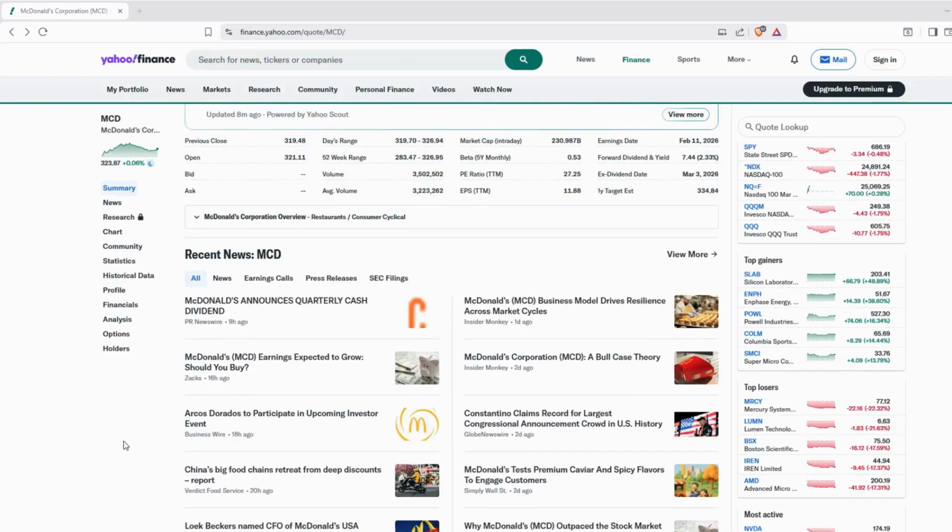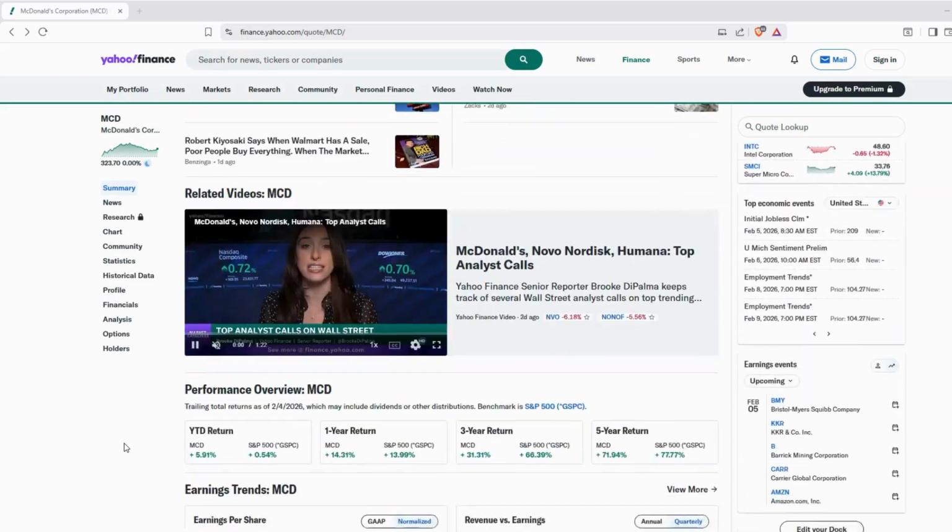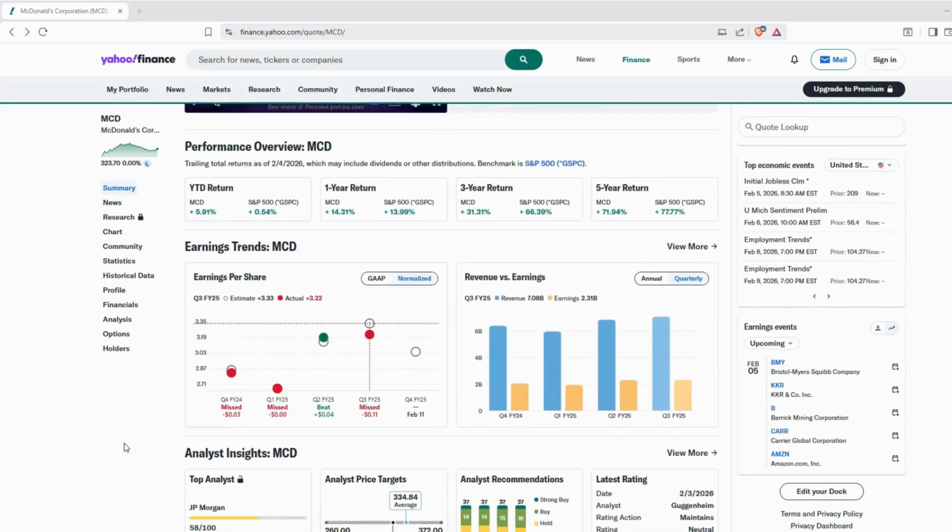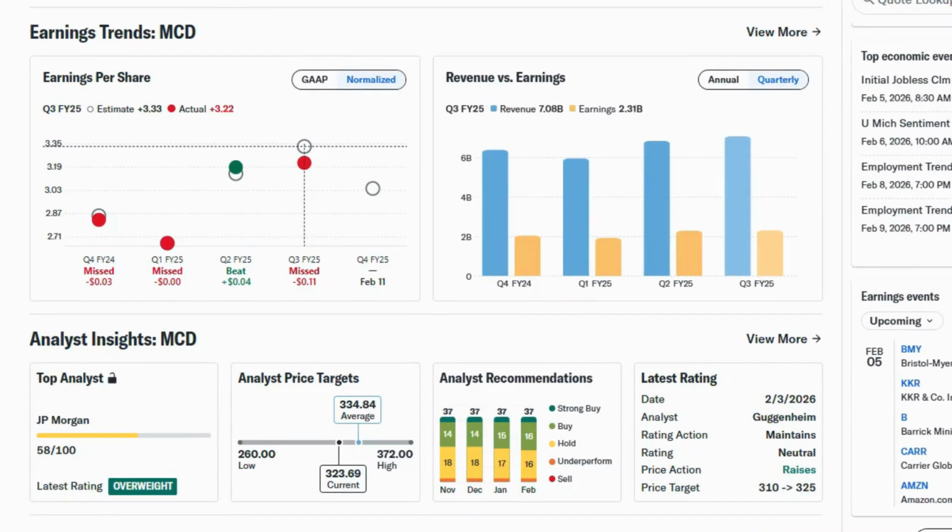Now let's scroll down to one of the most useful sections on the entire Yahoo Finance quote page: earnings trends and analyst insights. This is where fundamentals, expectations, and Wall Street opinions all come together. Starting on the left, we see earnings per share, often called EPS. This chart shows how McDonald's actual earnings compared to expectations over recent quarters.